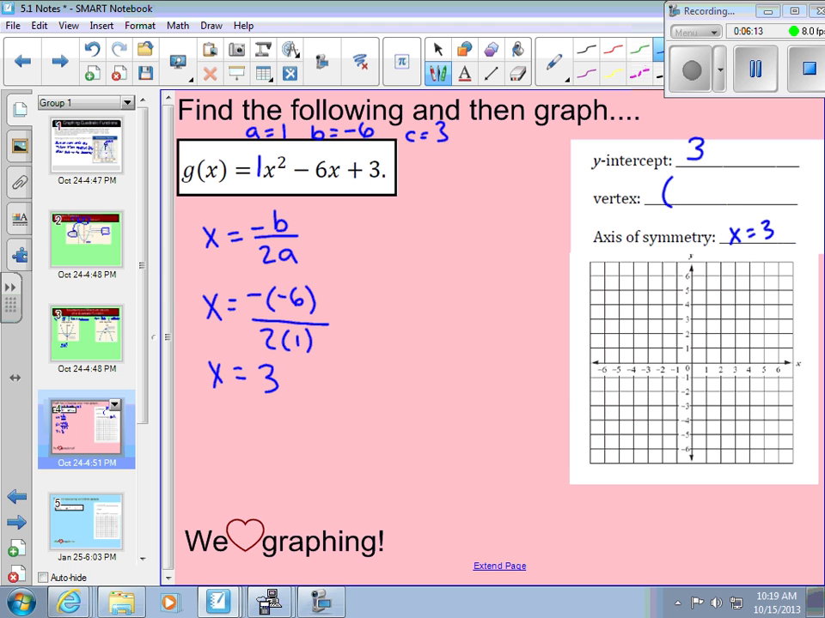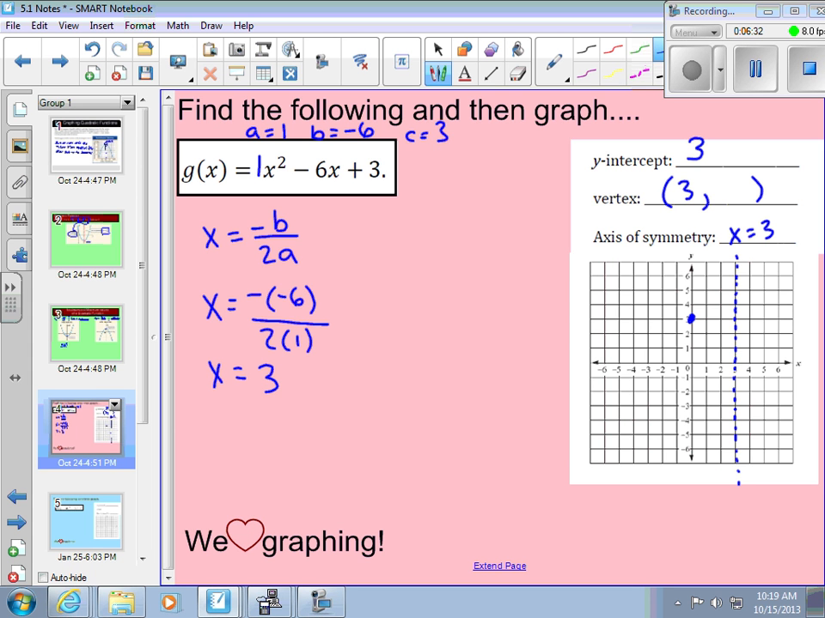We also know our vertex is going to be at 3 something. So there's an imaginary line right here going through 3. We know that's where our parabola is going to be symmetric about that line. We also know our parabola is going to go through this point, 0, 3. That's our y-intercept on the graph.